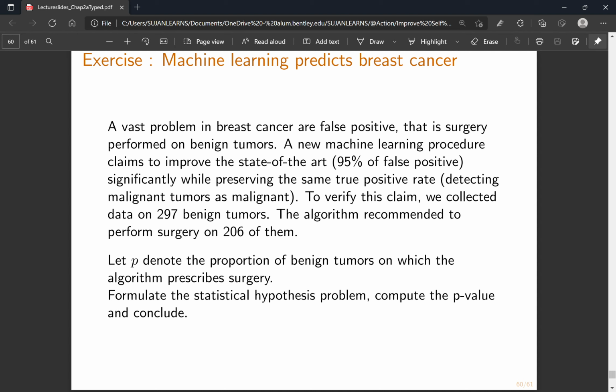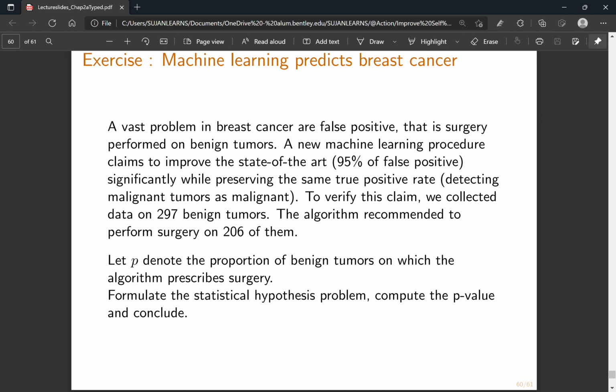For this, our job now is to evaluate whether this machine learning algorithm they have developed is actually working. To do just that, we have collected 297 cases of benign tumors. Keep that in mind, these are all benign tumors. These are not cancer tumors. We'll put those cases through the machine learning algorithm.